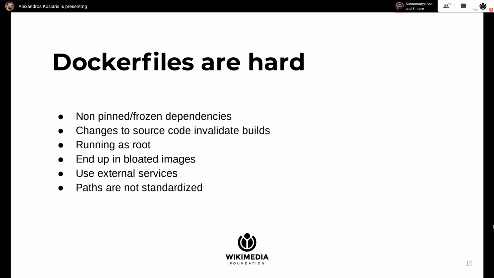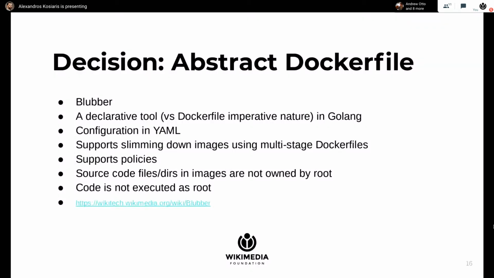There are also issues like ending up with really bloated images. They're using external services to do stuff, and paths are not standardized, which makes it a beautiful thing when you want to debug and you end up finding code in places where you did not expect it. So Blubber, which is an abstraction of Dockerfiles, was created. It's a declarative tool written in Golang. Dockerfile, by the way, has an imperative nature. You write a relatively declarative stanza in YAML, and all it does is generate a Dockerfile for you.